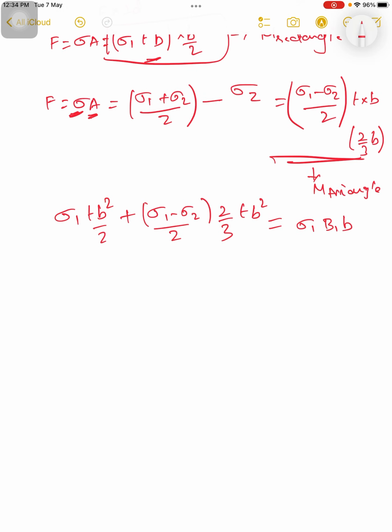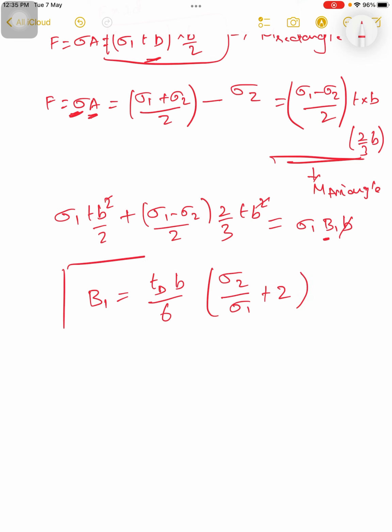Now we do a simple arithmetic simplification. We have a B common, and we keep B1 on one side and move the other parameter, sigma 1, to the other side, and we simplify. We will get B1 equal to T B divided by 6 into sigma 2 by sigma 1 plus 2. So this is the final empirical relation we get for the booms. Okay, that's it.